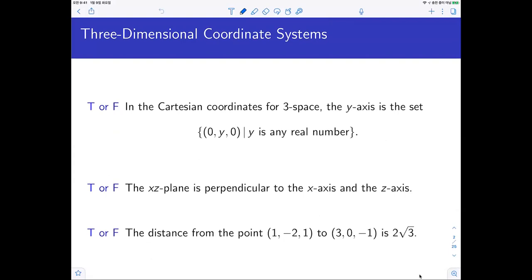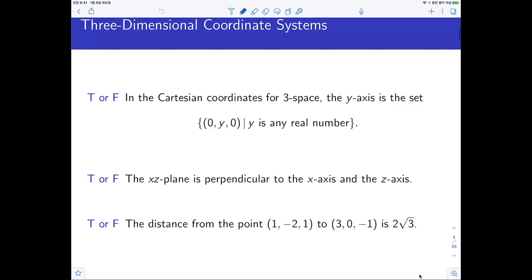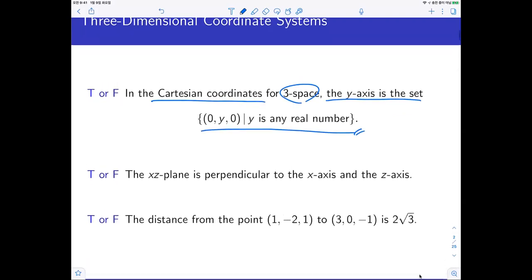This sample problem is for studying some of the concepts on our midterm one. Here, in the Cartesian coordinate system for three-space, the y-axis is the set... All questions are true or false, so we should investigate whether these statements are correct or not.